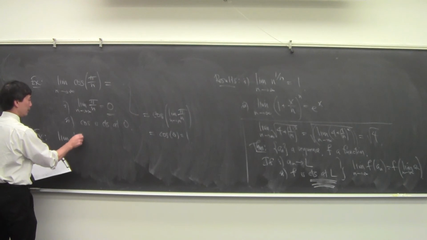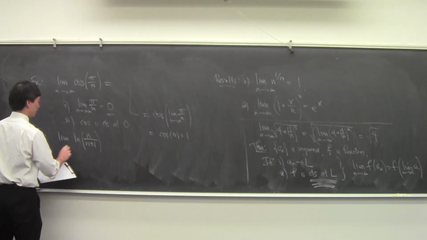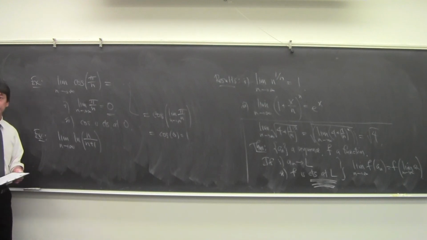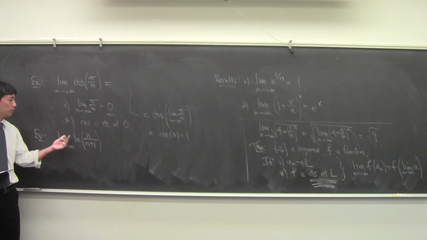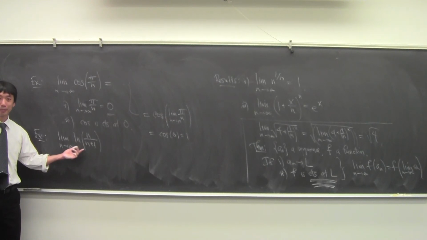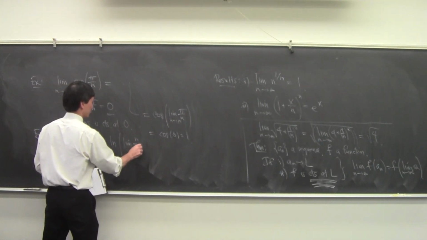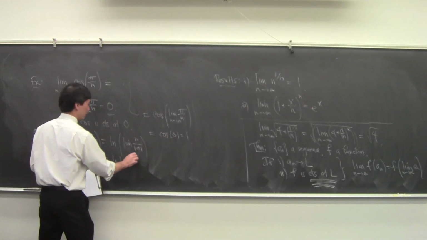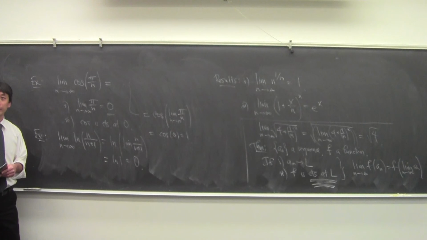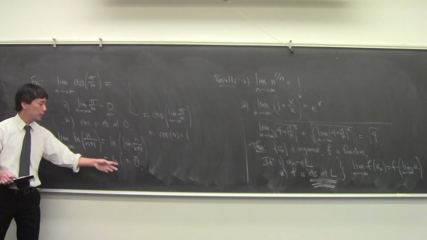Okay. If I'm talking about the limit of the natural log of n over n plus 1, well, what's this going to be? So maybe take 10 seconds, look at it, make up an answer in your head. What is it? 0, right? This is going to be the natural log of the limit, which is the natural log of 1, namely 0. And you can do this because natural log is continuous at 1.